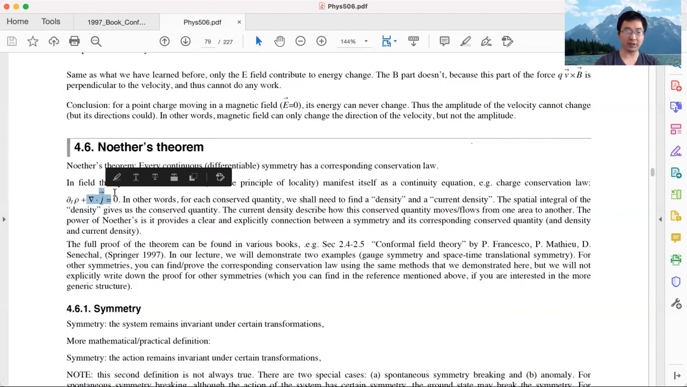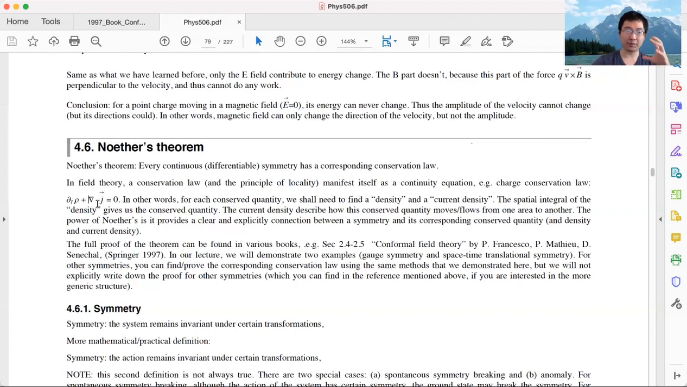And if we take an integral on both sides, the left-hand side will be the charge in a region. And the second term will give you a surface term from Stokes' theorem. The surface term tells you the current that goes through the surface of the region and goes into the system or goes out of the system.